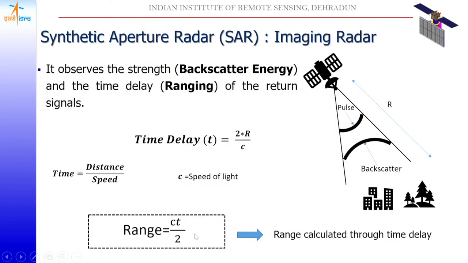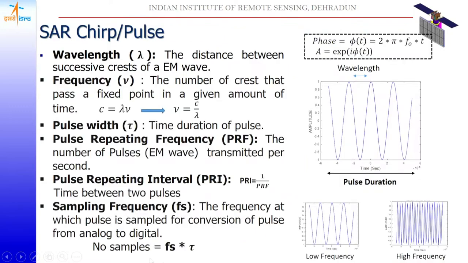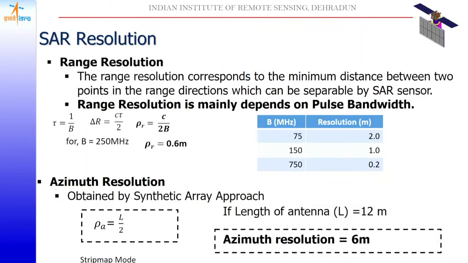In this slide we have the range and the azimuth. How many samples are there in the range? That is calculated through the formula Fs times tau. Then we can calculate how many samples there are in the image if we know the SAR parameters, like sampling frequency and pulse duration. Normally optical has one resolution, but in SAR there are two: the range resolution and the azimuth resolution.